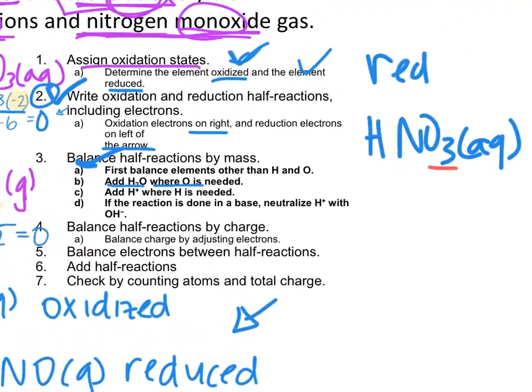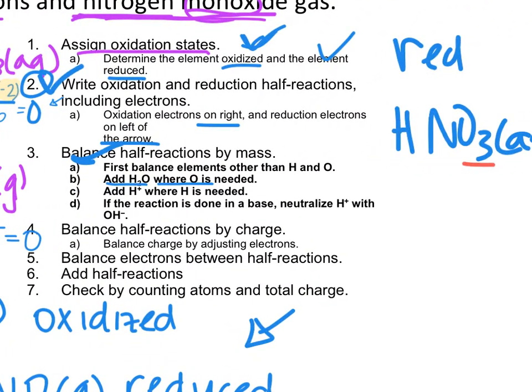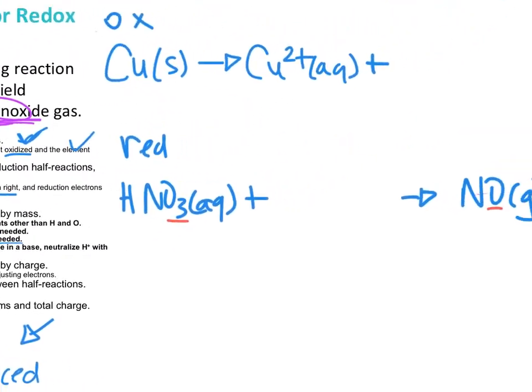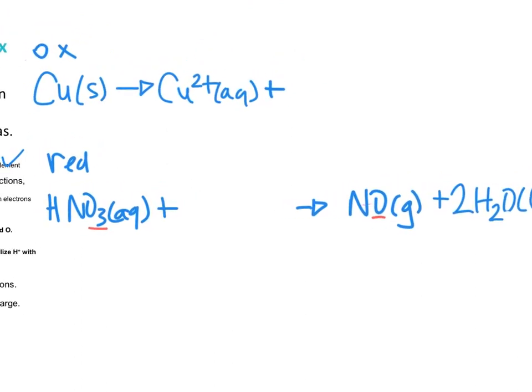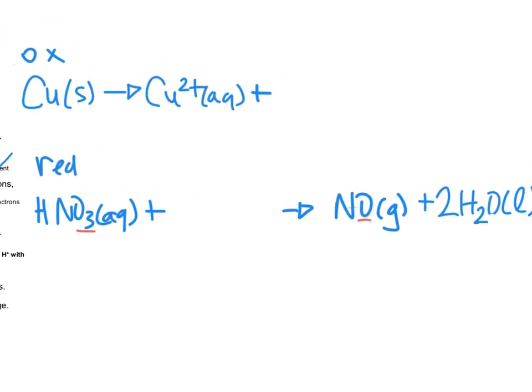So what's the next rule? Add H plus where H is needed. So we can now see that our hydrogens are not balanced. We have 1 hydrogen right here, and I have 4 right there. So I need to add hydrogen. I need to add 3 H plus aqueous. That is the form you will add your hydrogens in: aqueous proton form.